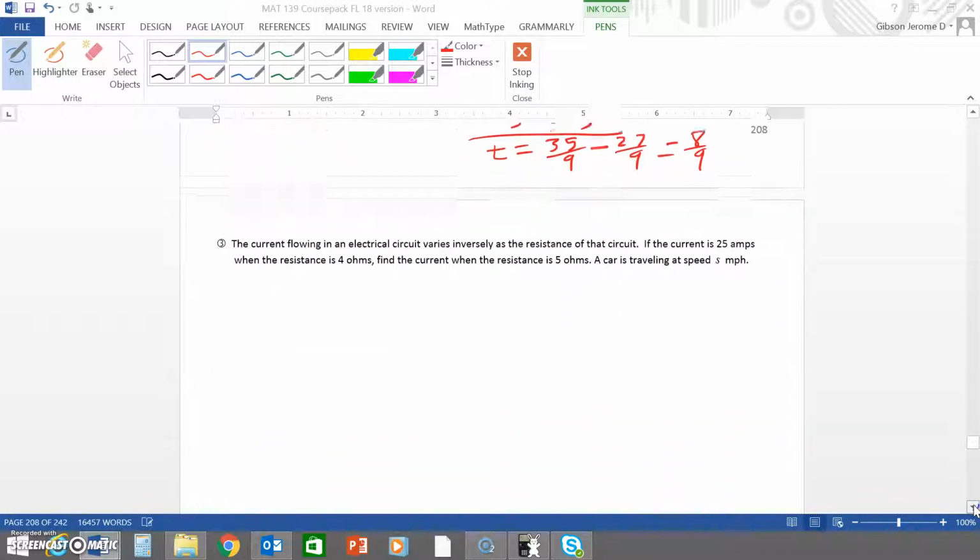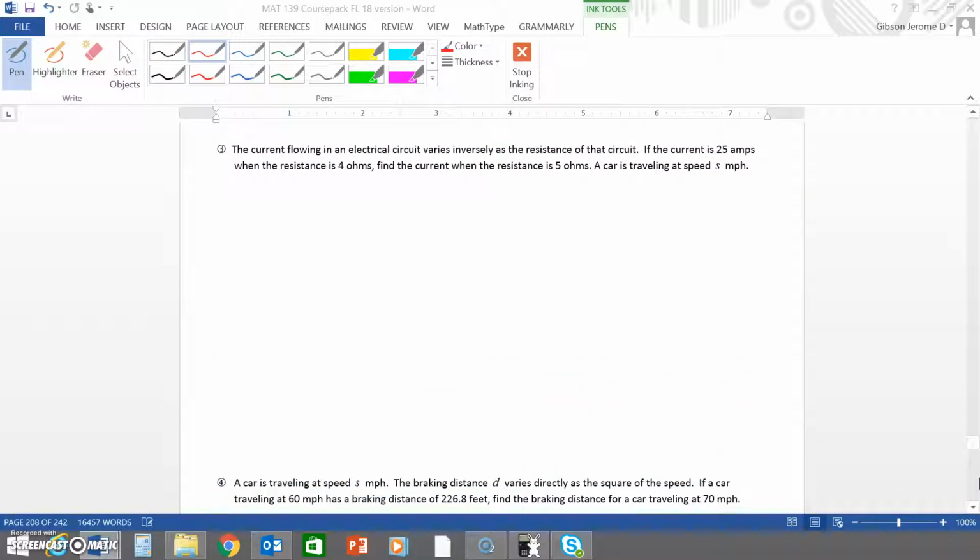Now we scroll down here where we have the application problems. It says here, the current flowing in an electrical circuit varies inversely, so we know we're going to use the inverse formula, as the resistance of that circuit. If the circuit is 25 amps when the resistance is 4 ohms, find the current when the resistance is 5 ohms. A car is traveling at speed s miles per hour. So first of all, we have here where it says it varies inversely.